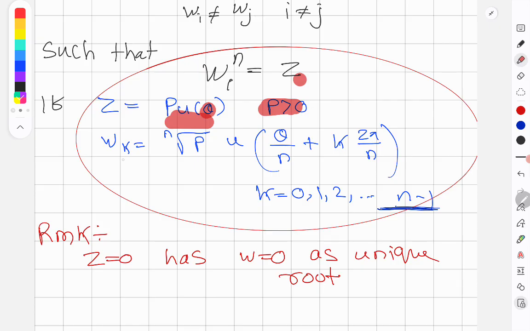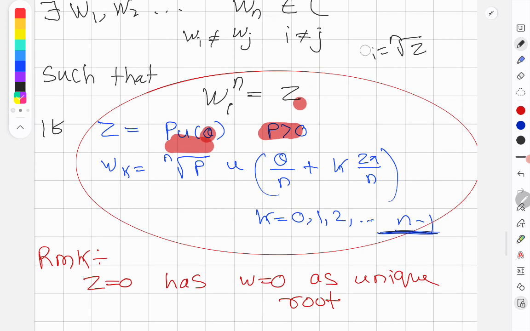If you want to write it in w, you can easily see this is w equals the n-th root of z. So it will be in this form: the n-th root of ρ, e^{i(θ/n + 2πk/n)}, and your k must lie between 0 and n minus 1. That's De Moivre's theorem.